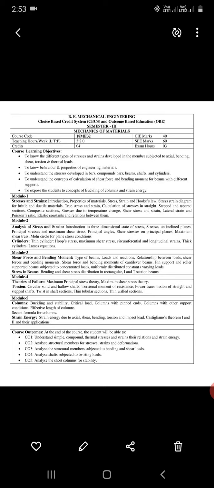Now module 3 is shear force and bending moment. There are 2 topics here: shear force and bending moment, and stresses in beams. The first topic, shear force and bending moment, deals with beams. So we'll study the types of beams here.